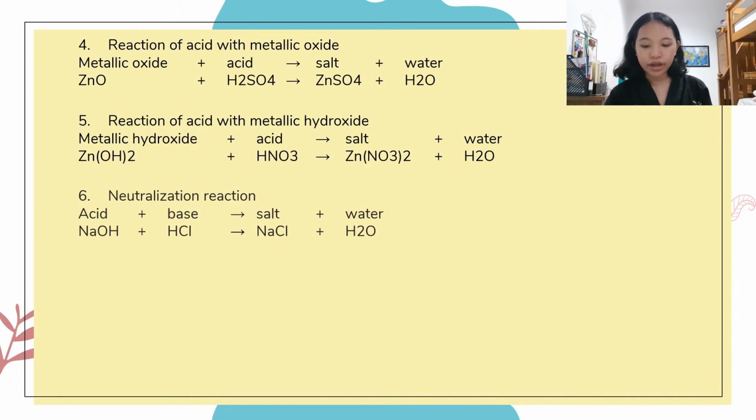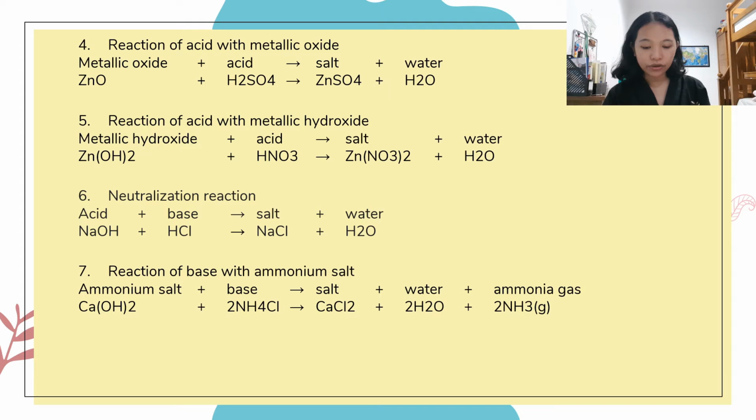For the sixth reaction, we have the neutralization reaction. So it's acid plus base yields salt plus water. For the example, we have sodium hydroxide plus hydrochloric acid yields sodium chloride plus H2O, or water. For the seventh reaction, we have the reaction of base with ammonium salt. So the formula is ammonium salt plus base yields salt plus water and ammonia gas.